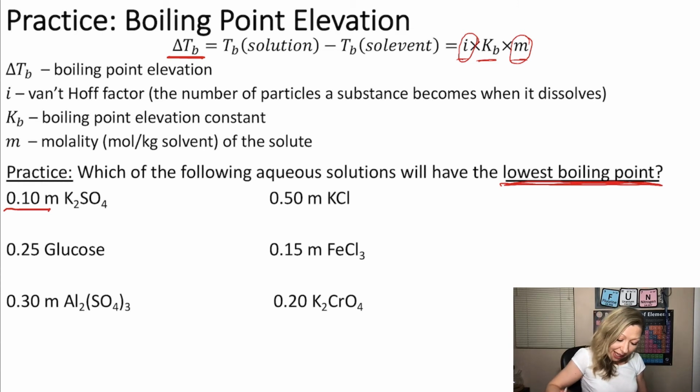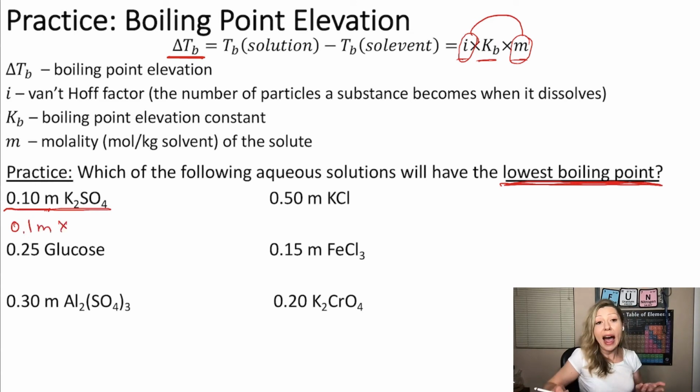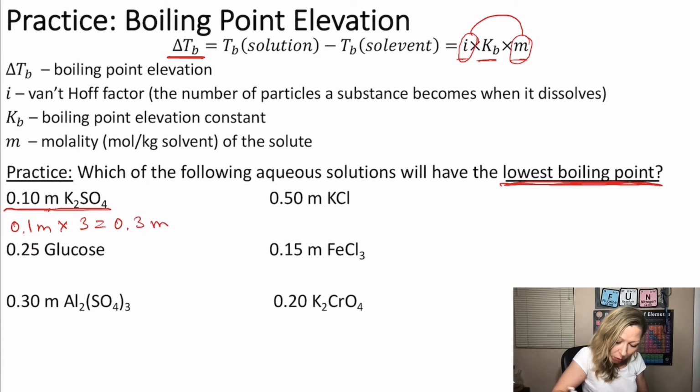So in the first case, we have 0.1 molal potassium sulfate. I can just multiply these two values together and figure out how much the delta T is changing. So 0.1 multiplied by how many particles? 3, right? 2 from the potassium ions and 1 from the sulfate ion. So that is going to give us 0.3 m.